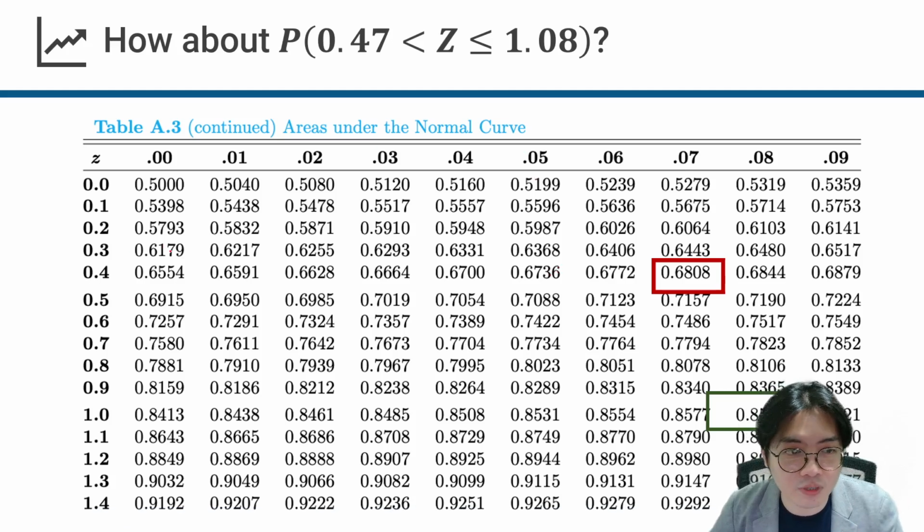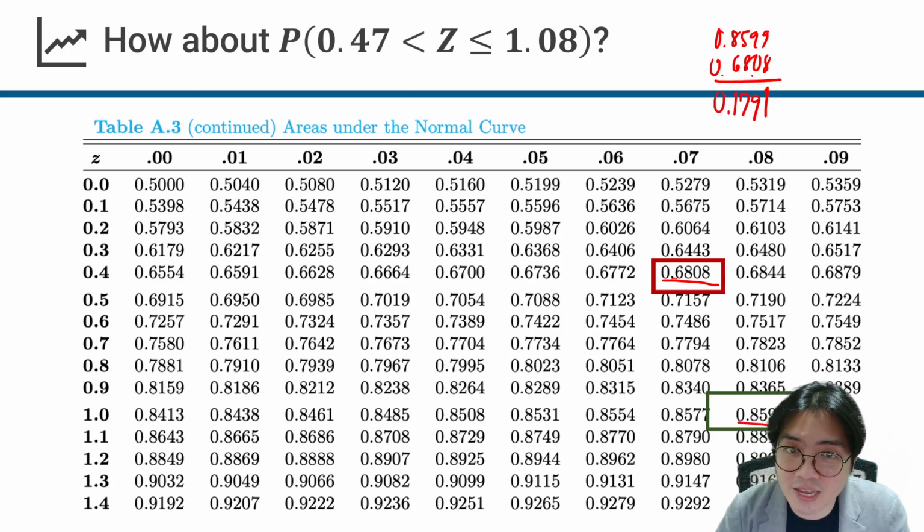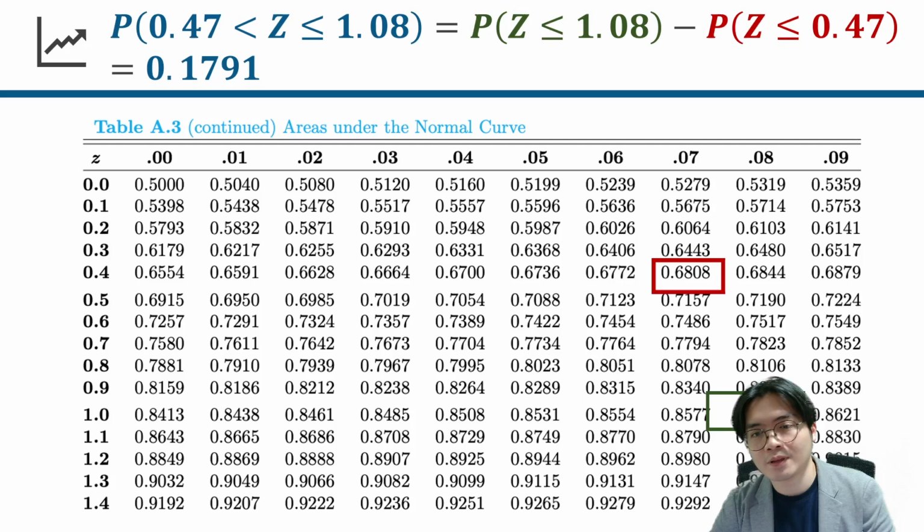In this case, 0.47 is 0.6808. 1.08 has 0.8599. You will get their difference: 0.8599 minus 0.6808 is 0.1791. There you go. That's how you're supposed to put it all together.